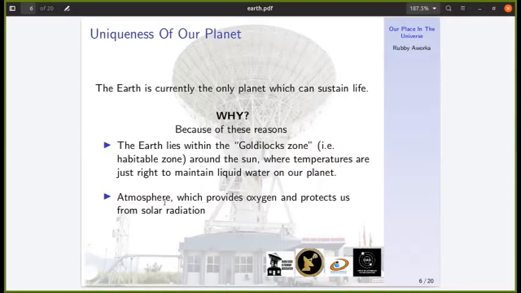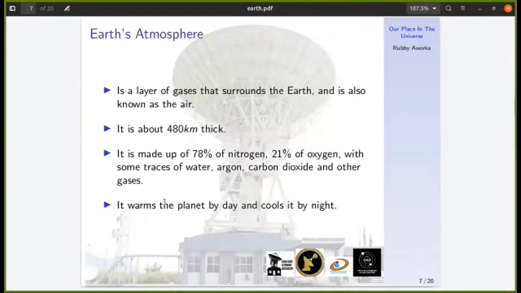So, knowing about the atmosphere, what is it? It is a layer of gases that surrounds the Earth. That's the Earth atmosphere that surrounds the Earth, and it is also known as the air. It is about 480 kilometers thick, and it is made up of 78% nitrogen, 21% oxygen, some traces of water, carbon dioxide, and other gases. It warms our planet by day and it cools it by night.